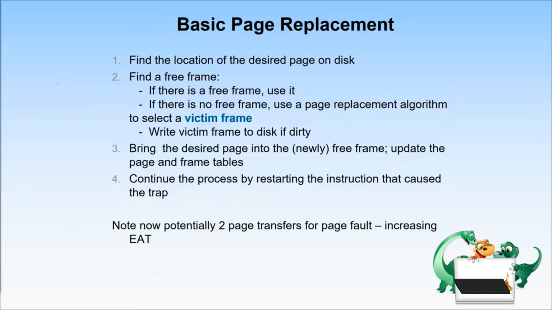So find the location of the desired page on the disk. Find a free frame. If there is a free frame, then we're going to use it. If there is no free frame, we are going to apply the page replacement algorithm to select the victim. So when you say victim frame, this is the frame or the page that we need to replace. Okay, so write the victim frame to the disk if dirty.